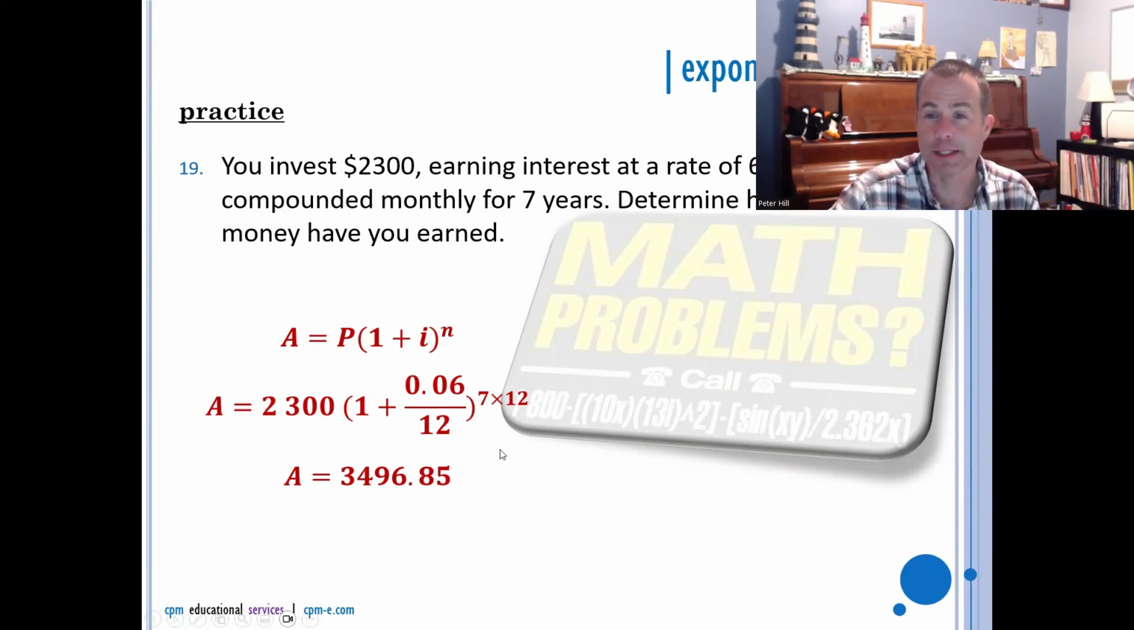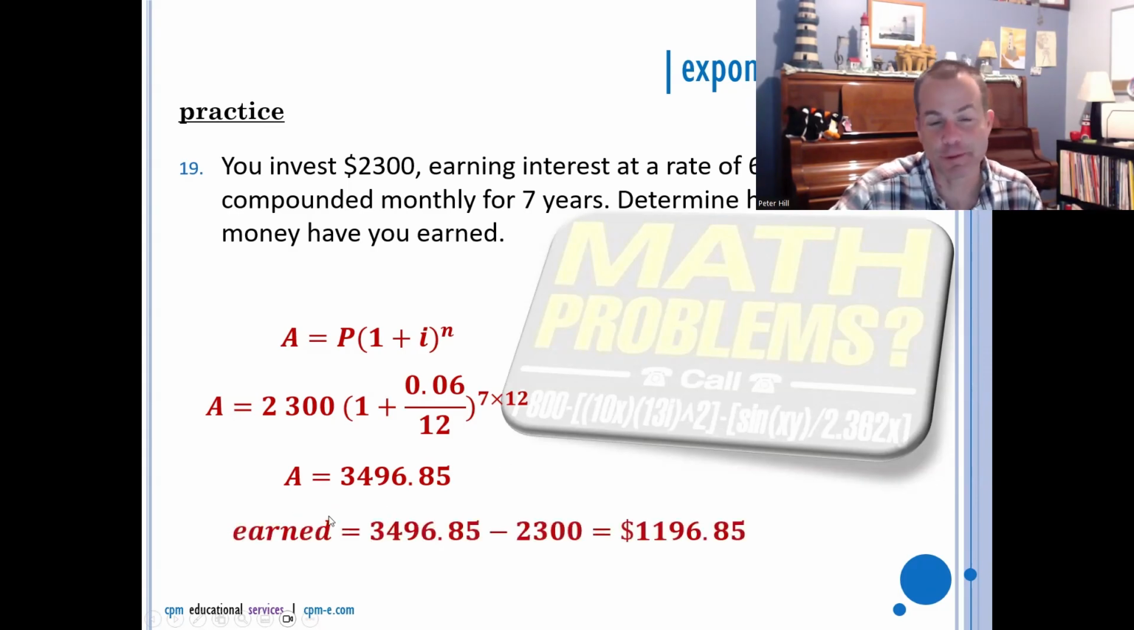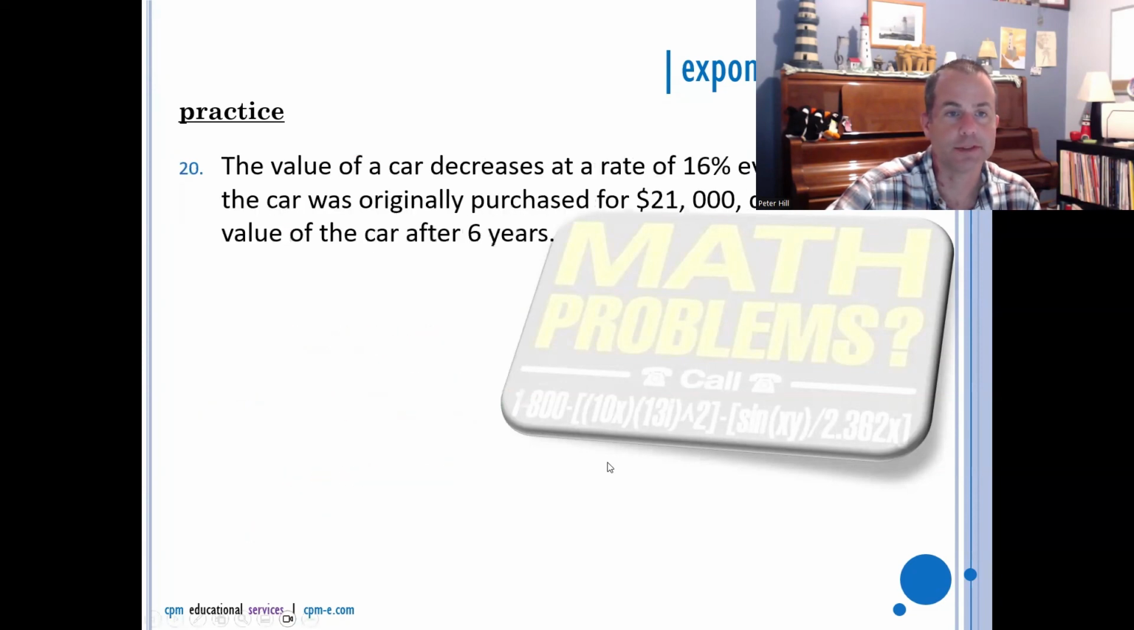You need to have a little bit of sense about it. Okay, but remember, the amount you earned is what's in your bank account minus what was originally in your bank account. So final answer, $1,196.85.